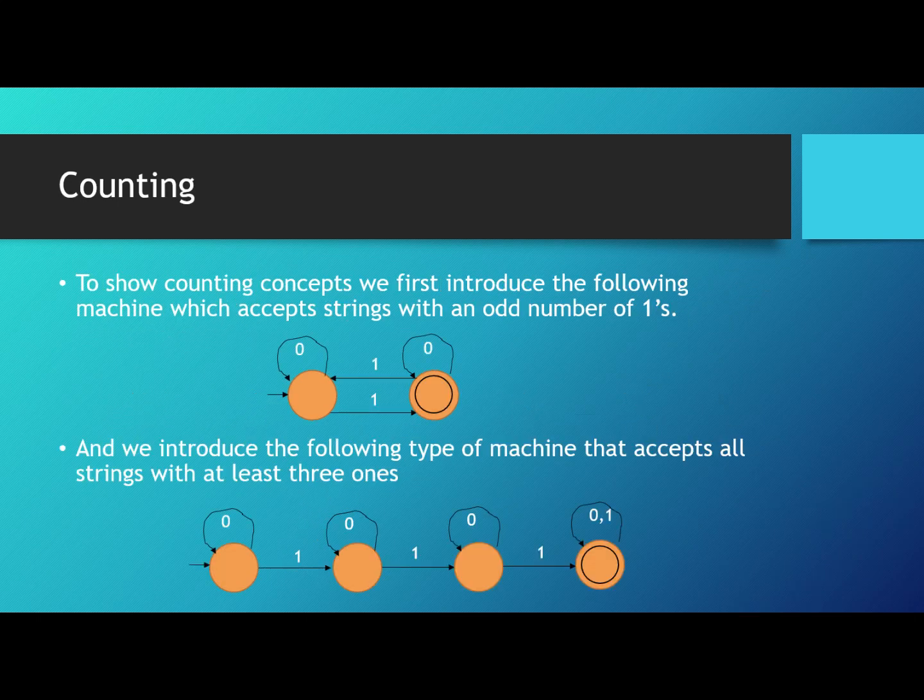To show the concepts of counting, we first introduce the following machine, which accepts strings with an odd number of ones. We use this example as a basic motivator for state machines. And we introduce the following type of machine as well that accepts all strings with at least 3 ones. These are two different counting problems, and we also show how to combine these various problems into larger state machines.